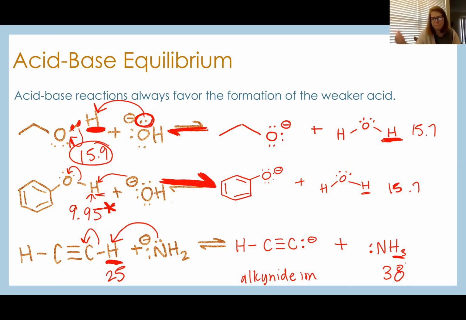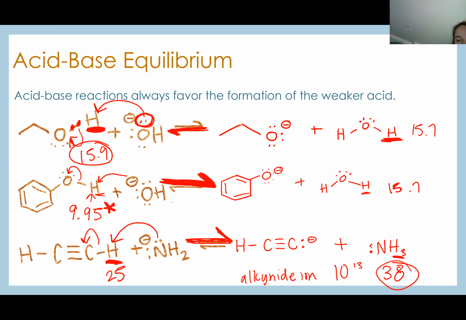Which one is the weaker acid? NH3. Right. So then which side of the reaction do we favor? The right. And this is a significant difference, right? There's a difference of 13 between the pKa's. So there's 10 to the 13th more of the right-hand side. Okay, does this make sense? So what you're always doing is comparing the pKa of the acid from the left-hand side to the pKa of the conjugate acid that was formed on the right-hand side.